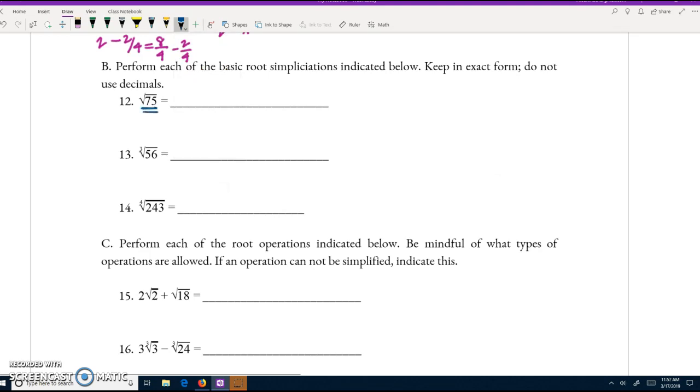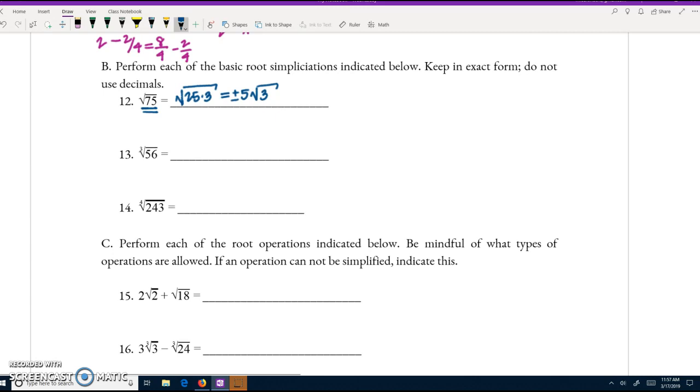So for 75, we want to ask ourselves, what's the perfect square that divides into 75? That is going to be 25. So we've got 25 times 3. And then we can take the 25 out in front and do 5 root 3. And if you want to include the plus or minus out in front because it's a square root, that's good practice for solving equations, but it is okay to report the principal root, which is the positive one.